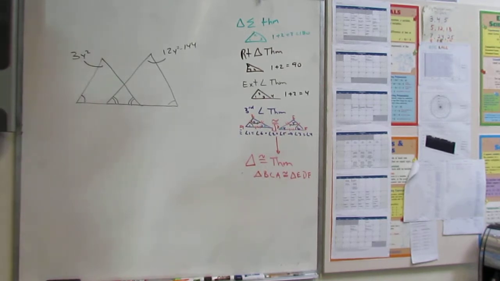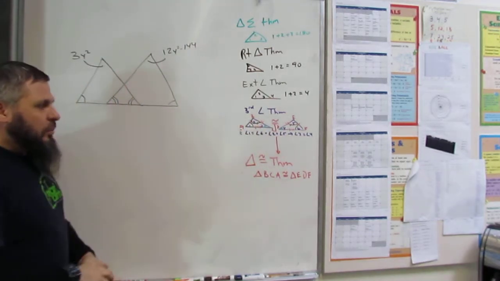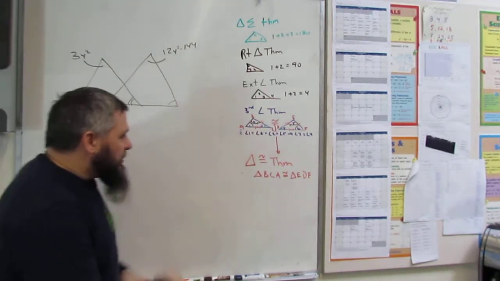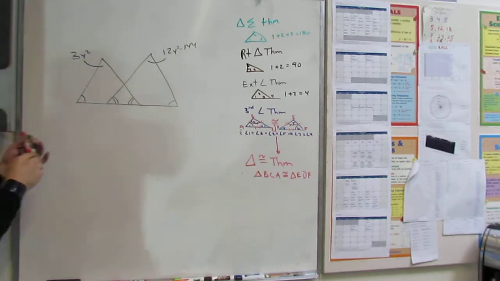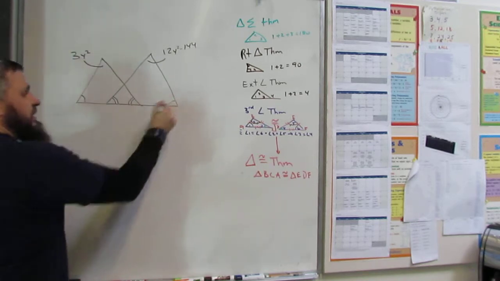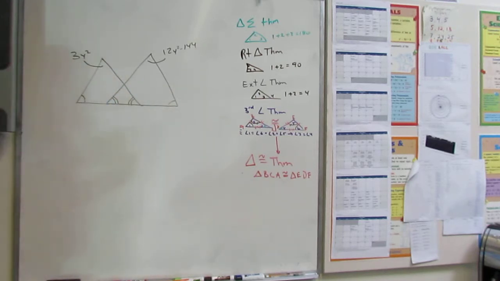Third angle theorem, which means what? That one is congruent to another one, and one is congruent to another. So in this case, this one is congruent to this one, right? Yes. And this one is congruent to this one, right? Yes. So therefore what?